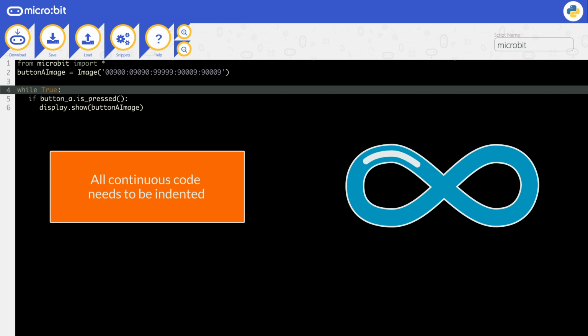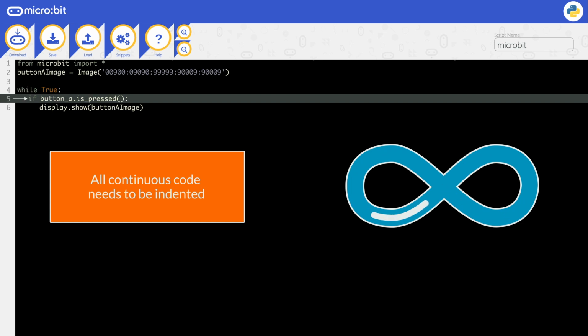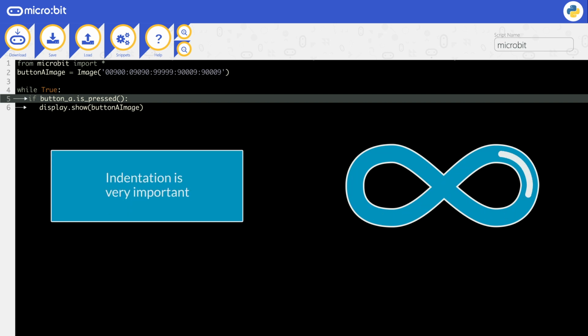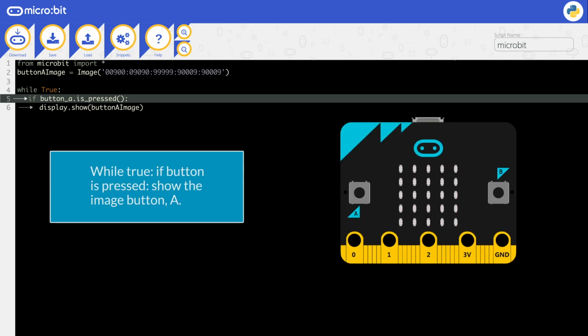All the code you want to run forever needs to be indented, so the selection, the if, on line 5, is indented. Line 5 was already indented inside the if statement, so now it has to be indented again. The indentation here is important. Read the code like it was sentences: while true, colon, if button is pressed, colon, show the image button A. Have a go, see if it works.